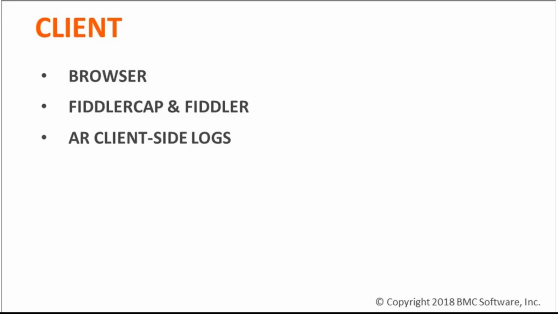So, it's always good to run a BMC recommended version, not just the browser itself, but the version of the browser. I use Fiddler, Fiddler Cap, and Fiddler 2 on and off for tracking problems from the client side, because Fiddler basically records traffic between the client and the mid-tier. And then I also have clients generate AR client-side logs, and we'll get to some more details about these different options.